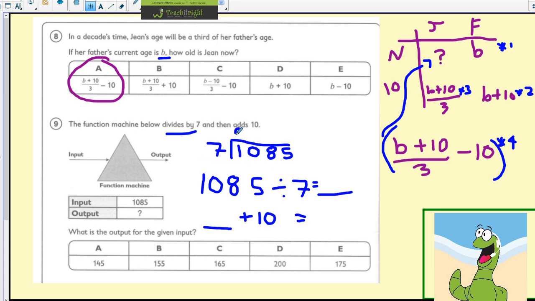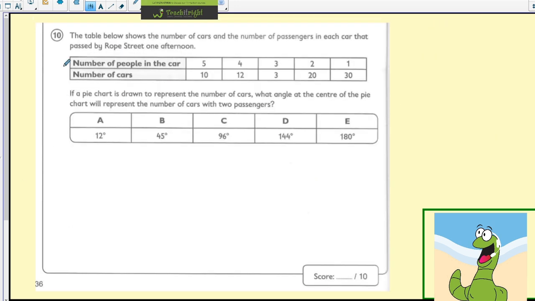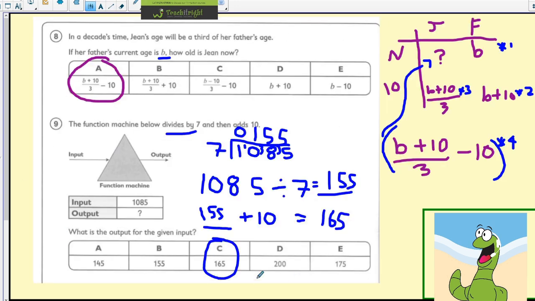So 7's into 1, don't go. 7's into 10, go 1 time, remainder 3. 7's into 38, go 5 times, remainder 3. 7's into 35, go 5 times. So 155. And then 155 plus 10 is 165. So it's C, final answer. Woohoo! Next up, I'll show you it was C, 165.